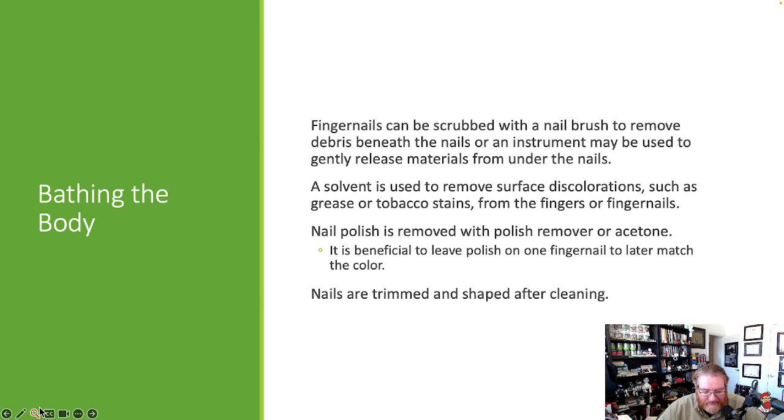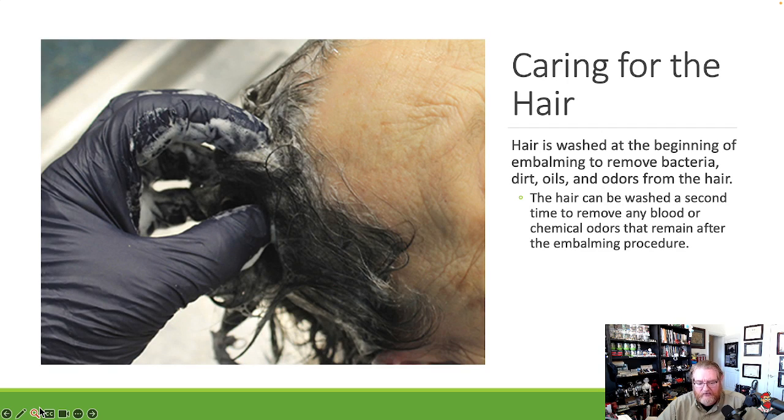Nails are trimmed and shaped after cleaning. Hair is washed at the beginning of embalming to remove bacteria, dirt, oils, and odors from the hair. The hair can be washed a second time to remove any blood or chemical odors that remain after the embalming procedure. It is quite common to rinse the hair. You'll use shampoo and conditioner maybe the first time.